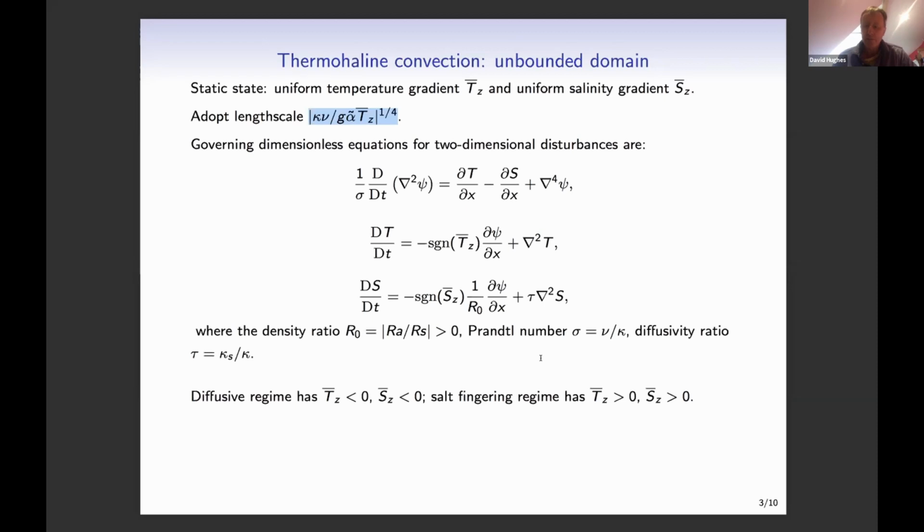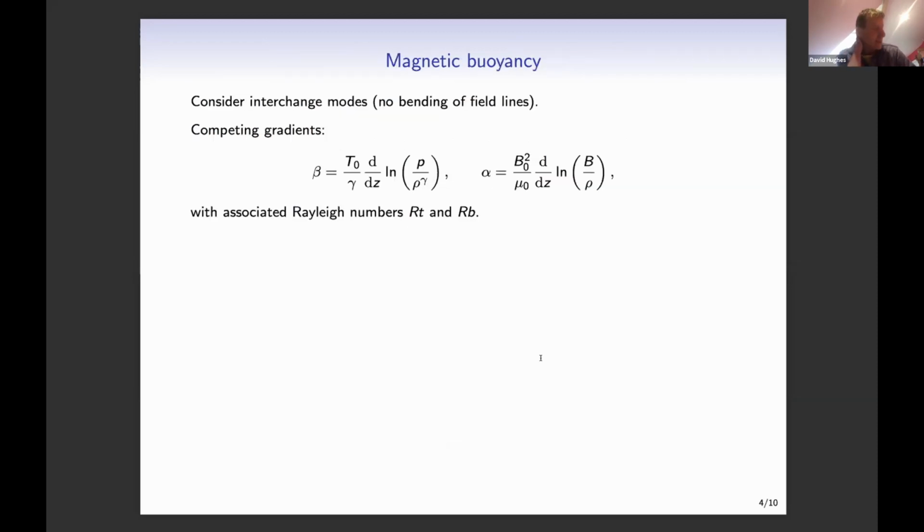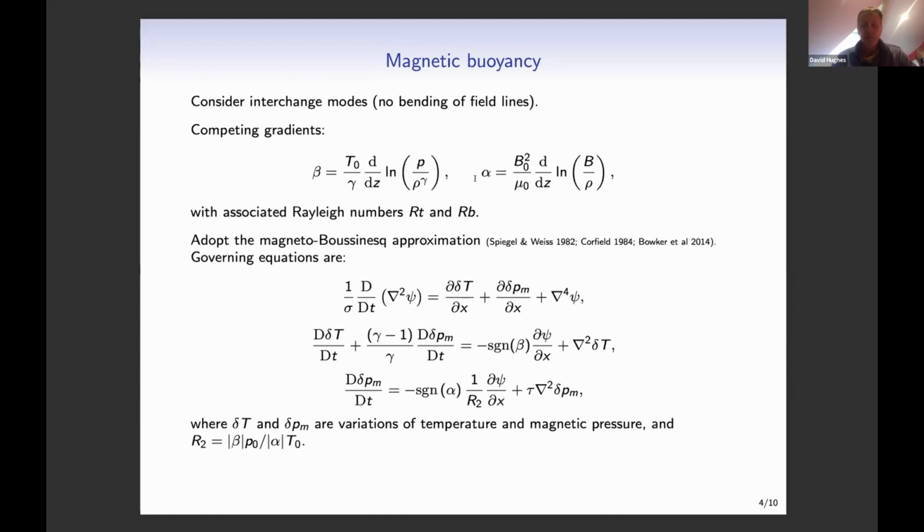Okay, what if we did magnetic buoyancy? Magnetic buoyancy is an instability driven by a stratified field. Let's consider 2D magnetic buoyancy, so no bending of the field lines. Then we don't have heat and salt. Now we have an entropy gradient and a magnetic gradient, or really a B over rho gradient. You could easily concoct Rayleigh numbers to go along with these. Studying magnetic buoyancy in what's called the magneto-Boussinesq approximation is a seminar of itself, so you just have to bear with me.